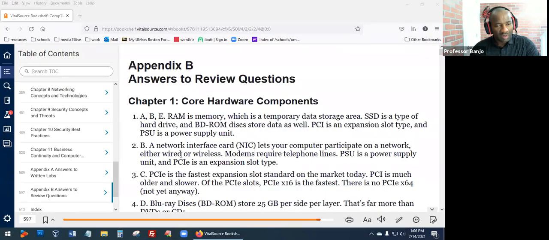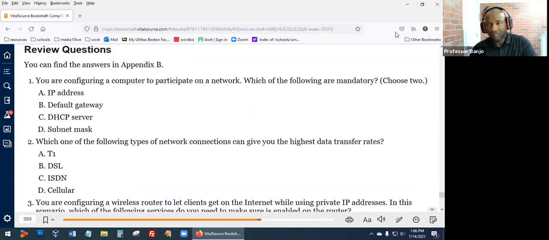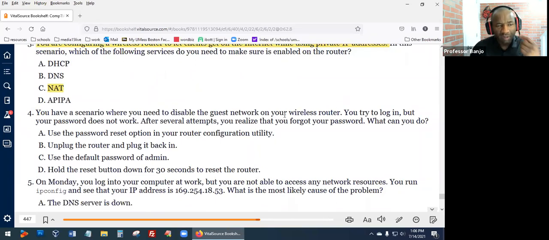Okay, let me share my screen and let's look at it. Question, chapter 8. Okay, number four. All right, so Anjuman, you want to try number four? You have a scenario where you need to disable the guest network on your wireless router. You try to log in, but your password does not work. After several attempts, you realize that you forgot your password.